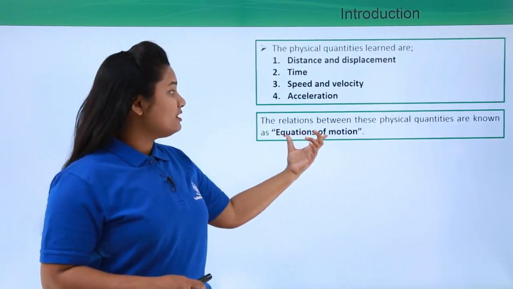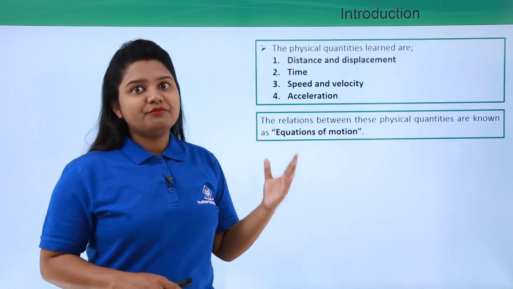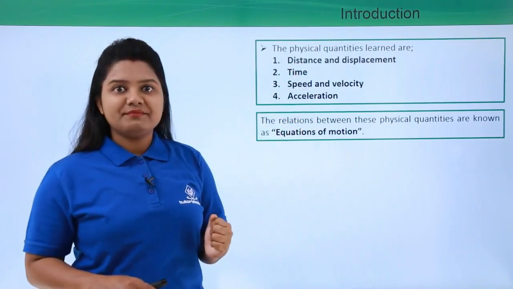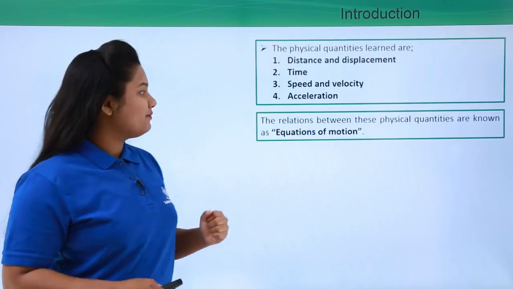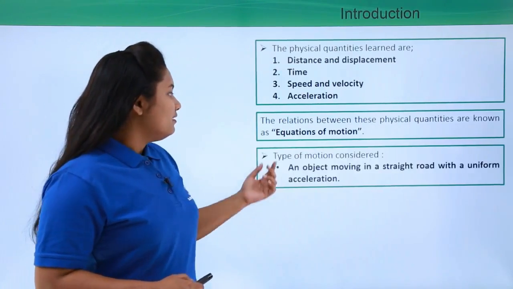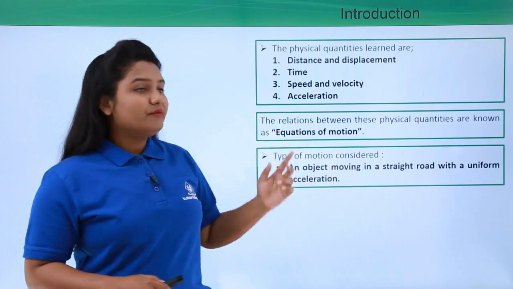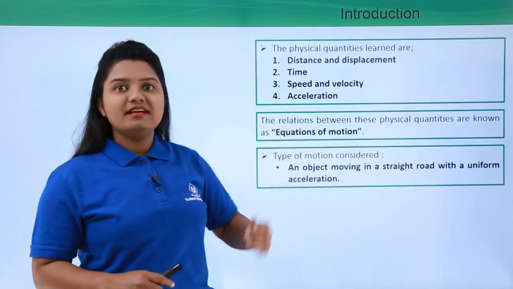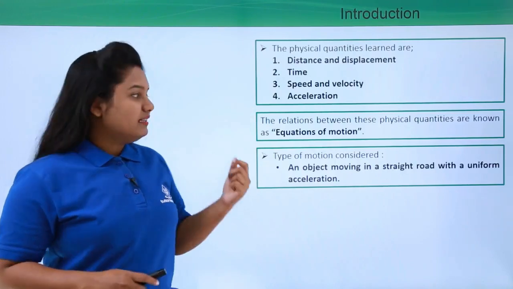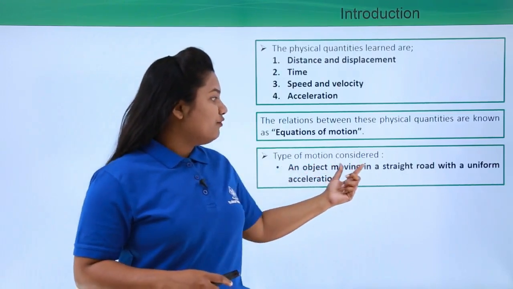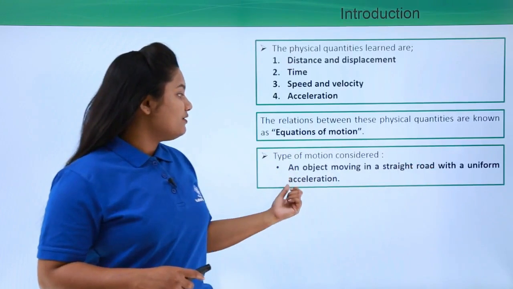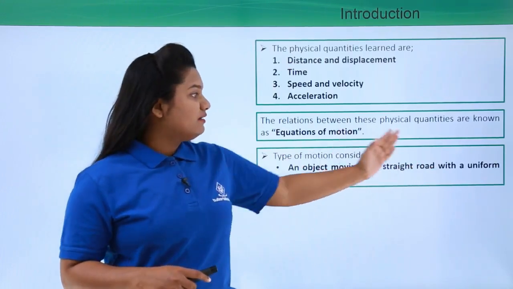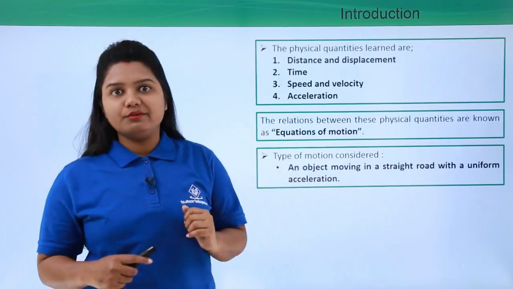Now equations of motion is a set of equations which relate all these physical quantities that we will be learning in this video. We will be considering only one kind of motion whenever we are talking about equations of motion in this particular module. That is, an object moving in a straight road with a uniform acceleration.